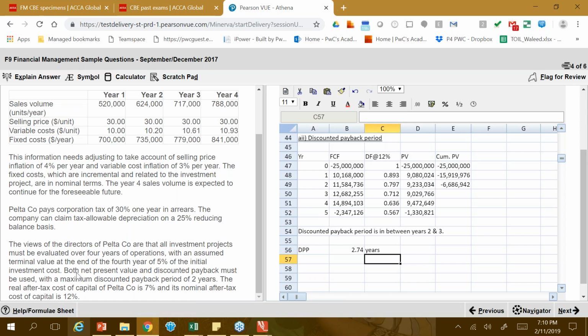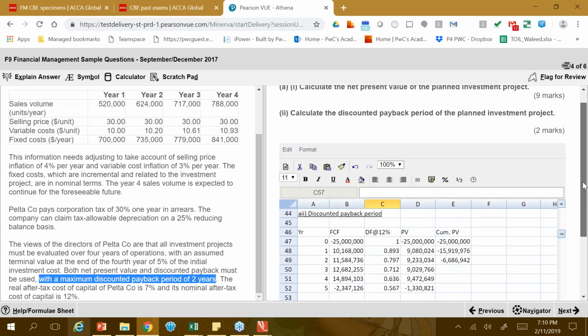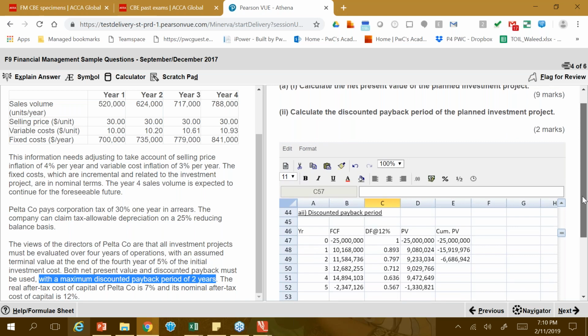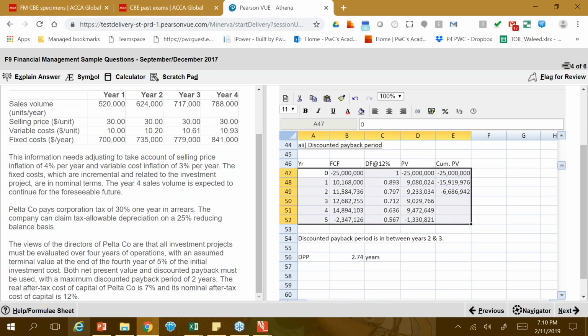Now it said here in this question, with the maximum discounted payback period of 2 years. So the target was 2 years, but I do not need to comment anything here because the requirement didn't ask me. It said calculate the discounted payback period for 2 marks, and that I've done as 2.74. So any questions here on this 2.74?